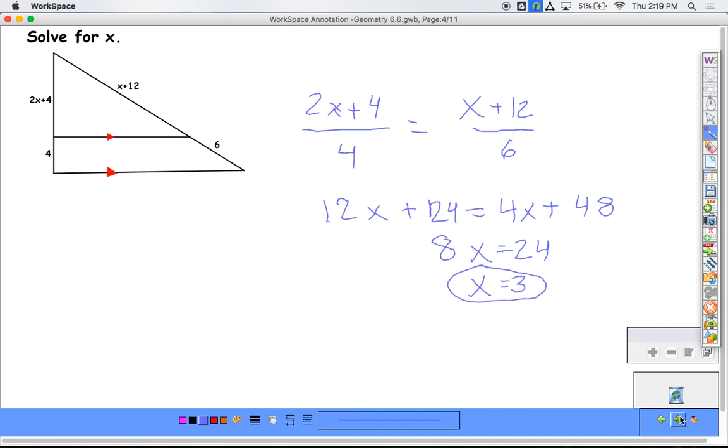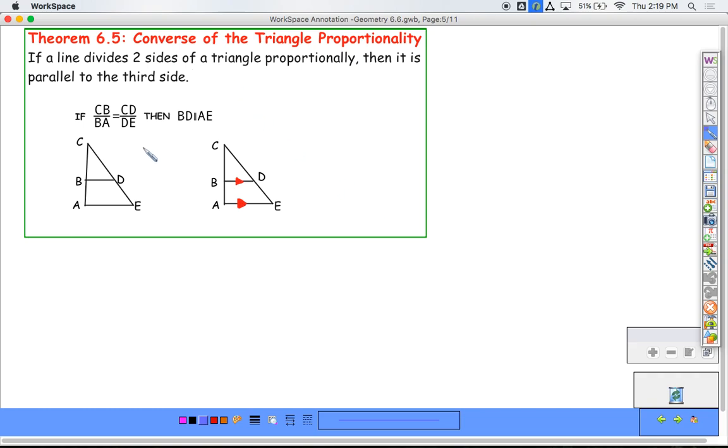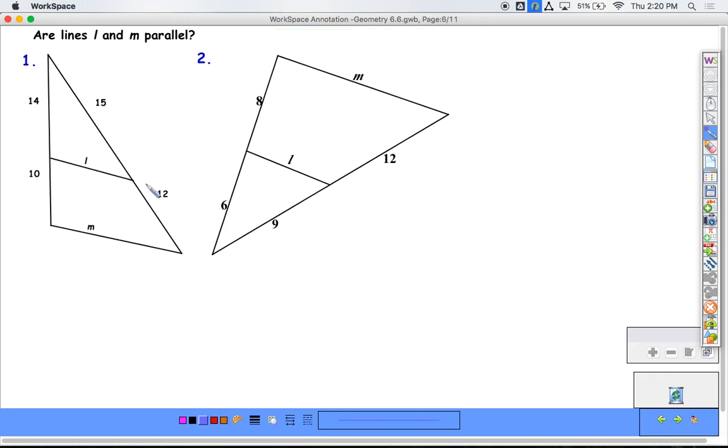Now we're ready for the next theorem. So converse, so it just says it goes backwards. If CB over BA equals CD over DE, then we can say we have parallel lines. So if these ratios are equal or proportional, that means we have parallel lines. So are the lines parallel? Well, is 14 over 10 equal to 15 over 12? Well, if we reduce them, we get 7/5, and dividing both by 3, we get 5 over 4. So in this case, no.